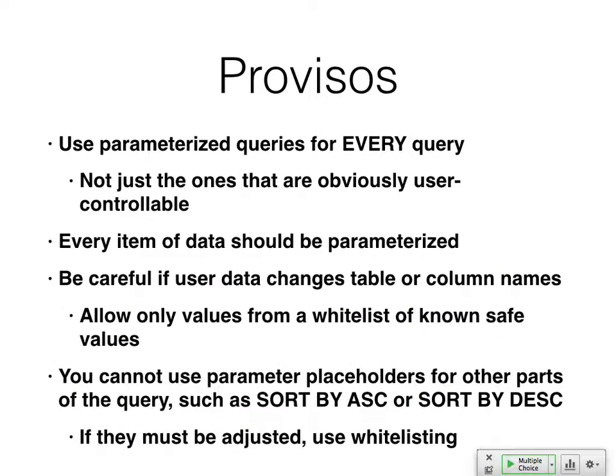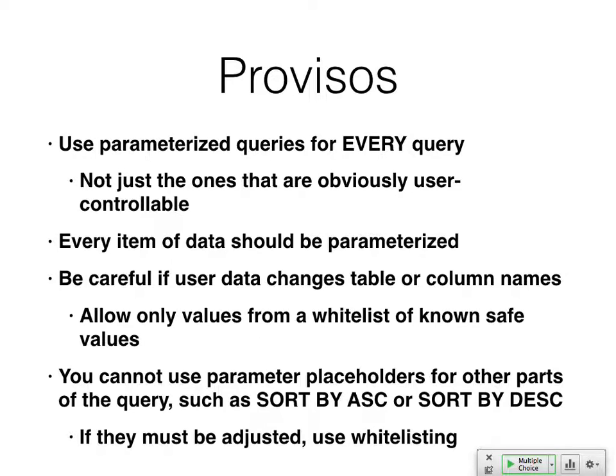Anyway, so here are things that can go wrong. You have to use the parameterized queries for every query. If you just pick some queries that look dangerous, like the ones that appear to use data from the user, and you don't bother to parameterize the others, then you're likely to get hosed, because often the user can control something you don't think they can control, and often somebody modifies your code later to add more features, and suddenly something becomes controllable. So you'll often be sorry if you do it this way.